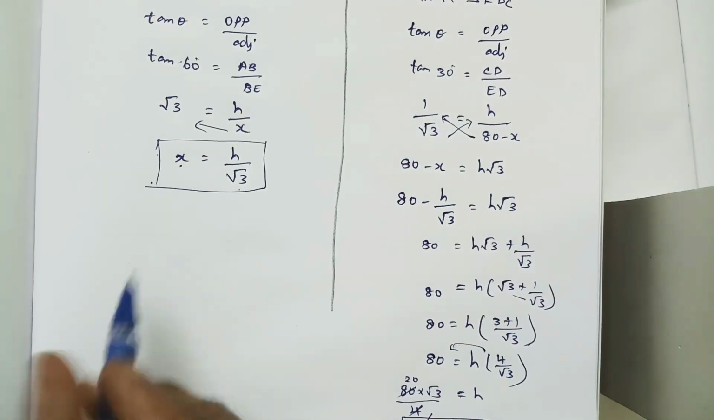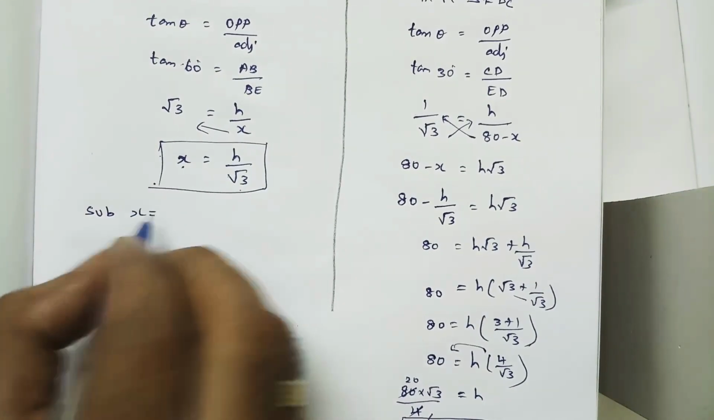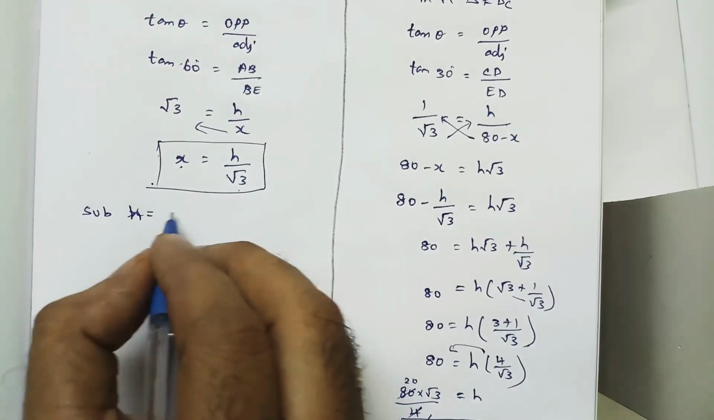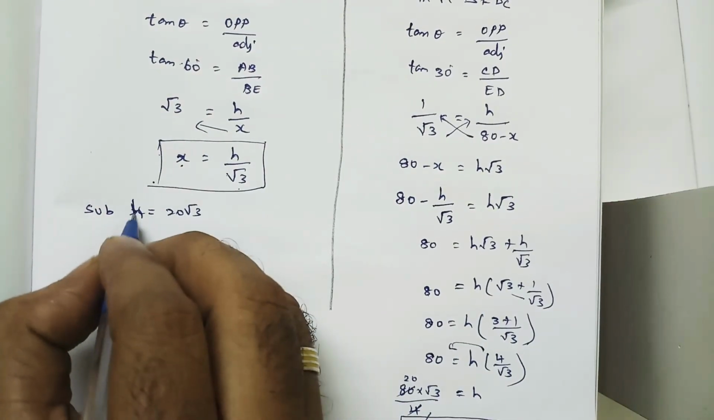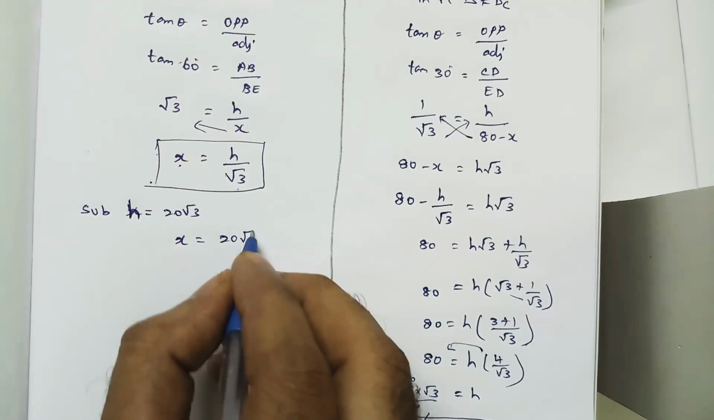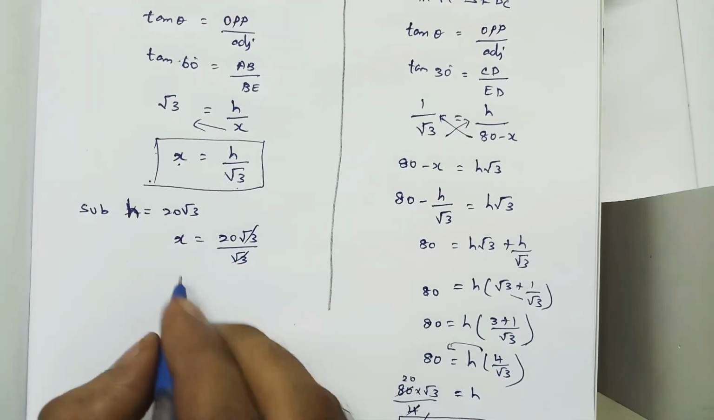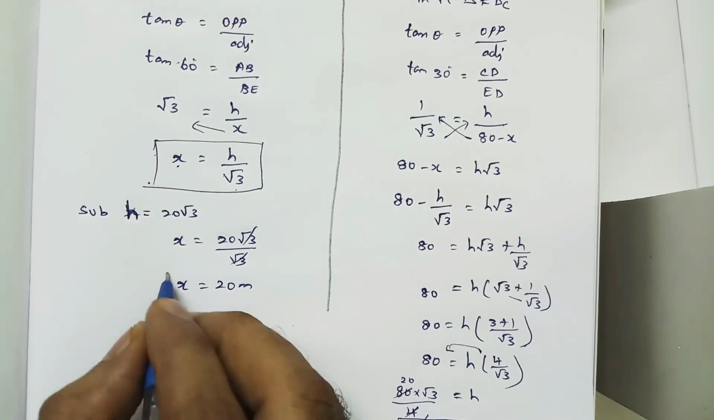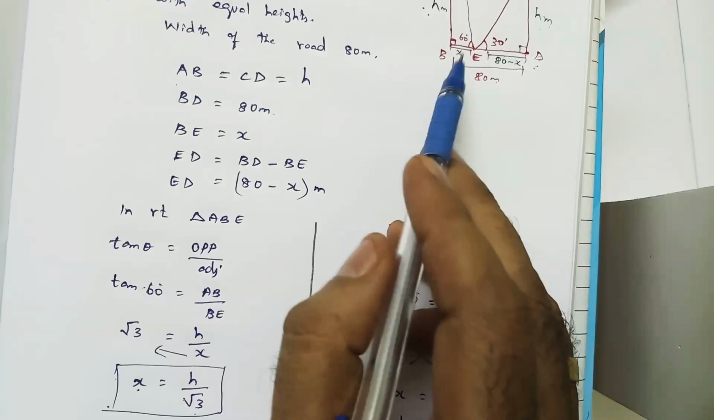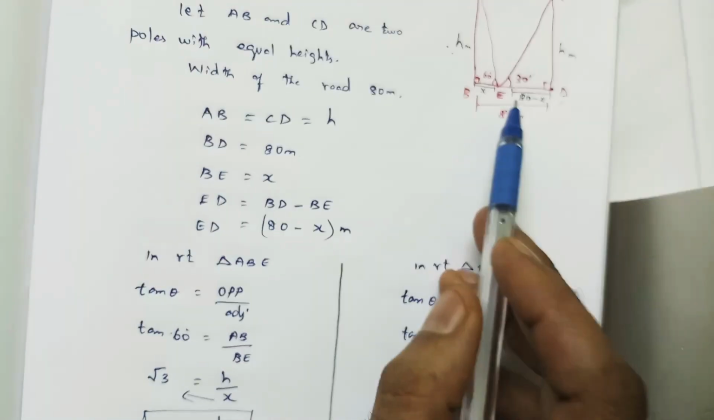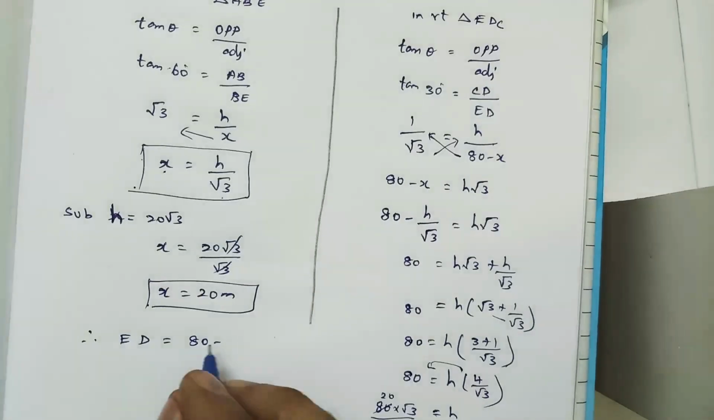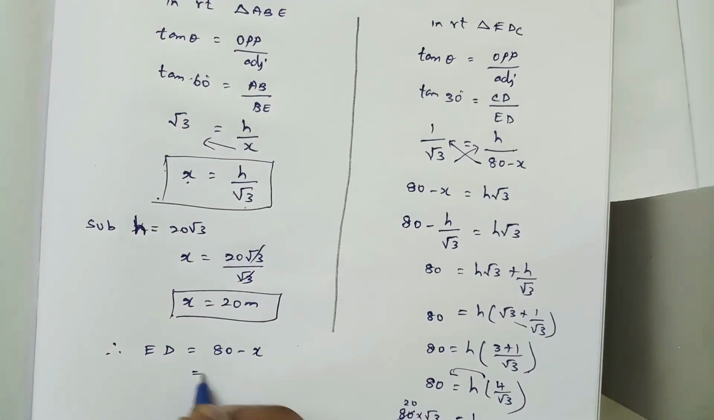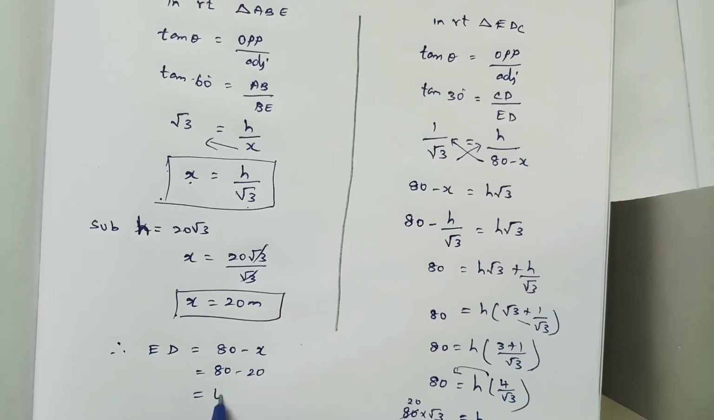So substitute H is equal to 20 root 3 in this value, then X is equal to 20 root 3 divided by root 3. Root 3 cancels. Then X is equal to 20 meter. We got the value X, right? So this is 20 meter. BE is equal to 20 meter, right? Then ED is nothing but 80 minus 20. Therefore ED is equal to 80 minus X, which is equal to 80 minus 20 is equal to 60 meter.